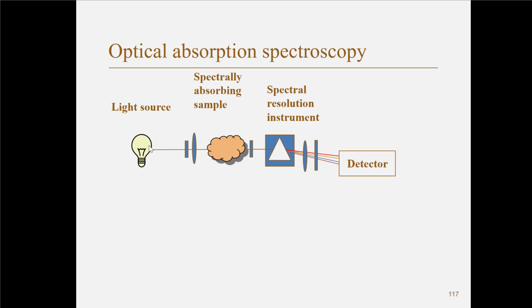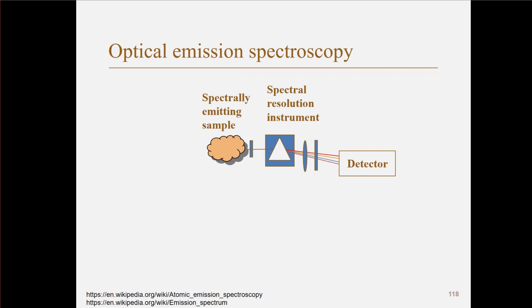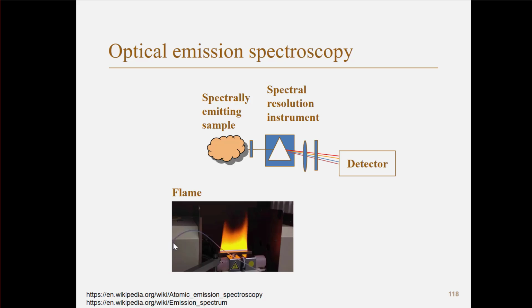So we have looked at different kinds of spectroscopy where we have a light source, we go through a sample, some light goes missing, we divide it up in different directions, and we look at what spectral components were absorbed in this sample. But you can also do other kinds of spectroscopy. For example, you can do spectroscopy where you have a spectrally emitting sample. So this sample which you want to analyze emits light by itself. An example of that is a flame.